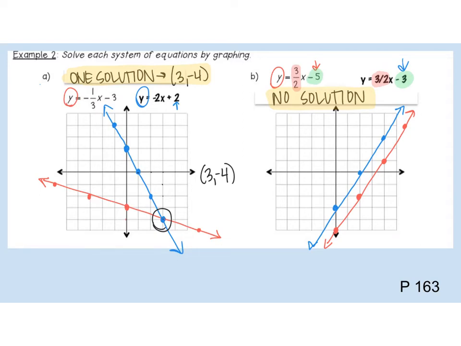So that means that it's going to be starting at a different point on this graph, but rising and running at the same rate, so the slope's never going to change. So there's always going to be this empty space between them.